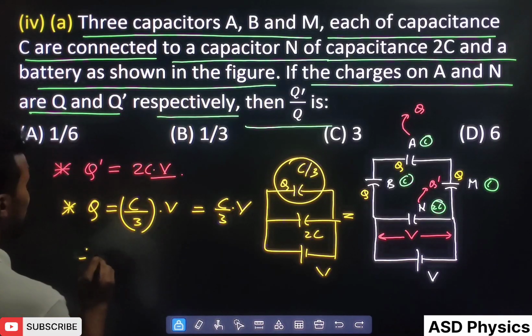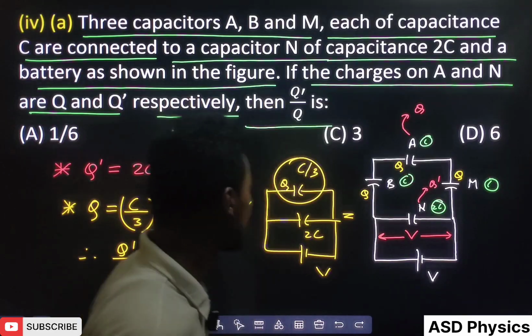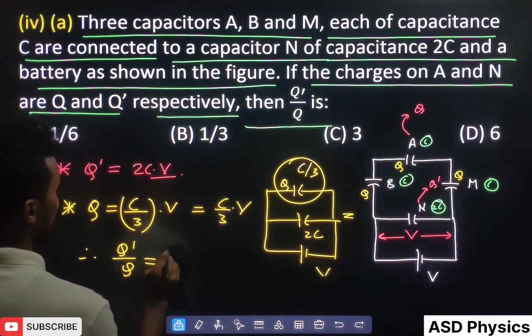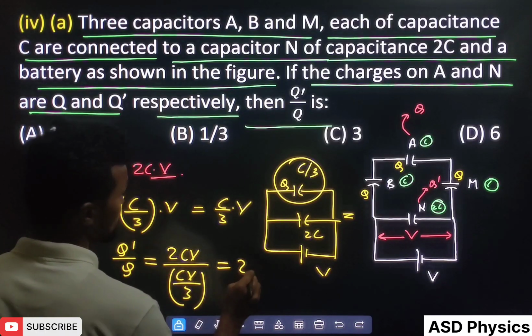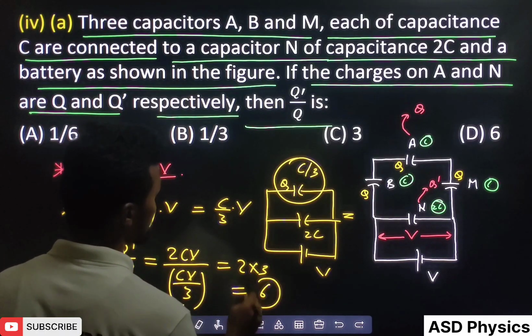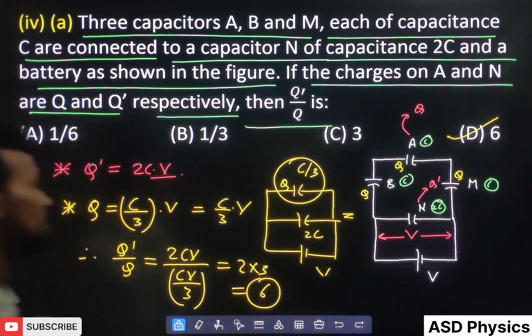So if I divide this Q dash by Q, what will come here? Q dash will come 2CV by CV by 3. So CV cancels, it will come 2 into 3. How much is coming here, students? 6. Which option is correct here? The correct option is option D.